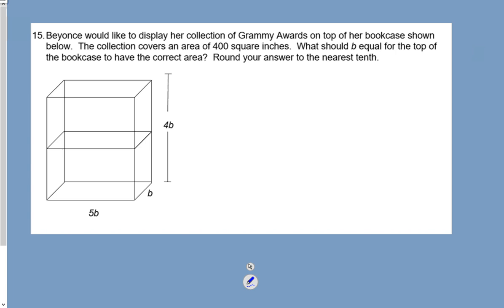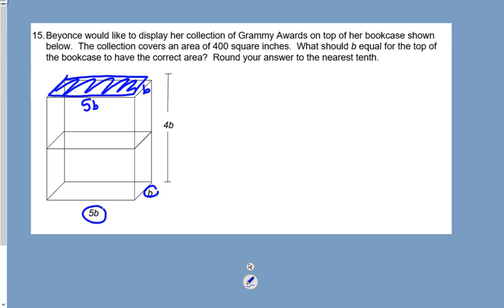Last problem about Beyonce. She would like to display her collection of Grammy Awards on the top of her bookcase shown below. The collection covers an area of 400 square inches. What should b equal for the top of the bookcase to have the correct area? Round to the nearest tenth. So this diagram actually has some extra information. We just care about this part right here. This is where she's going to put all of her Grammys, right? If I look at the bottom of this bookshelf, it's labeled as 5b and b.